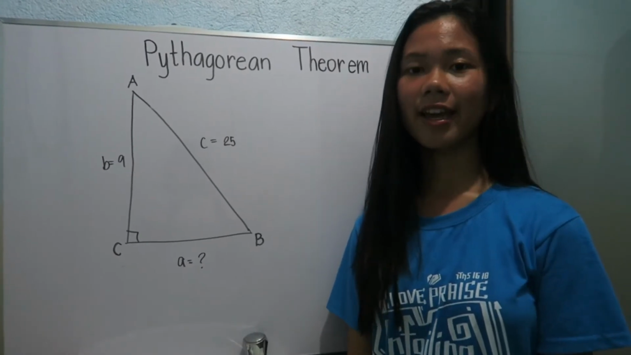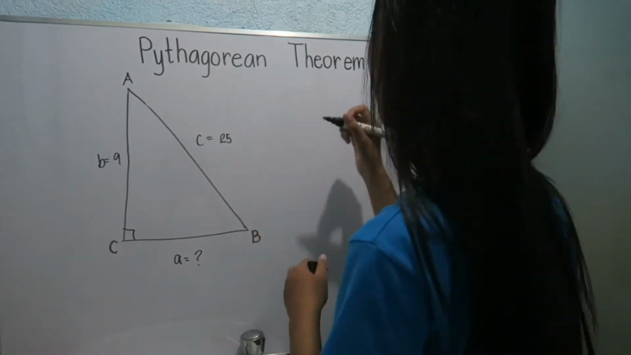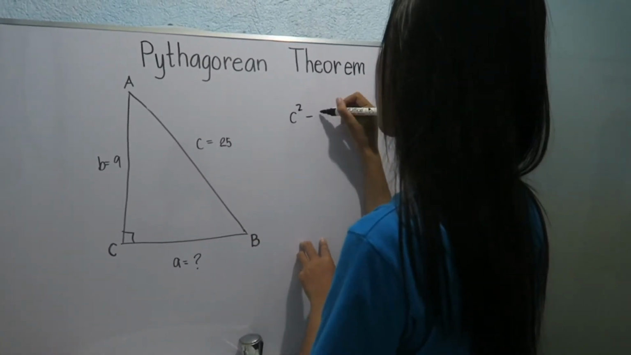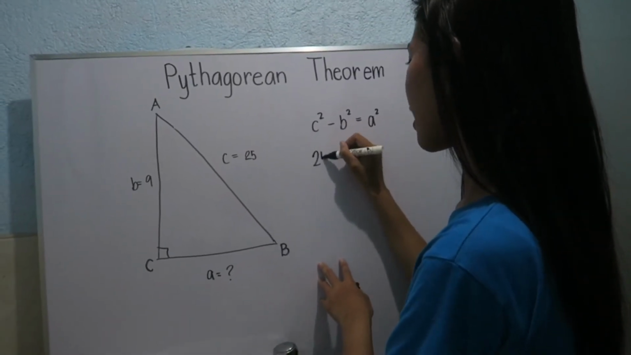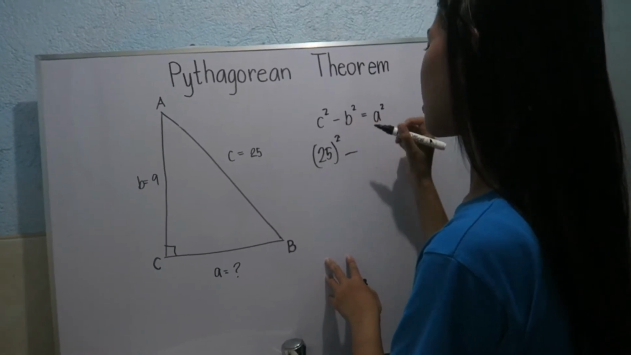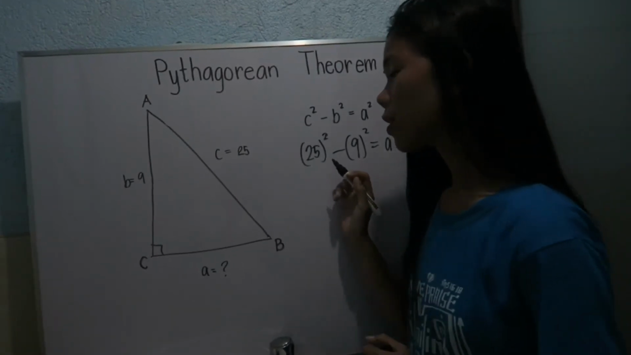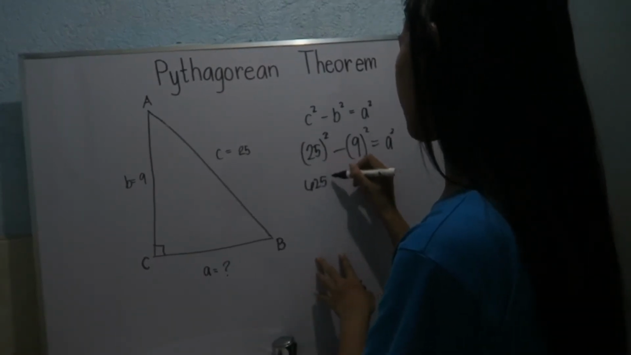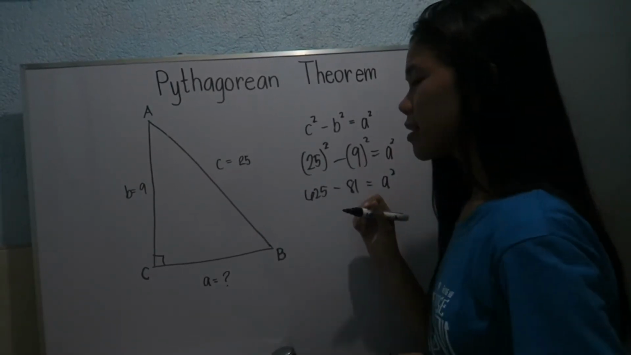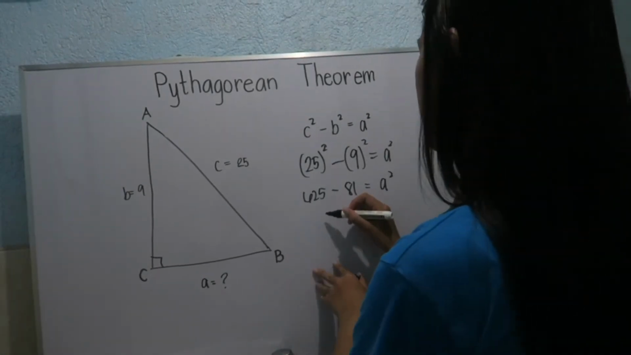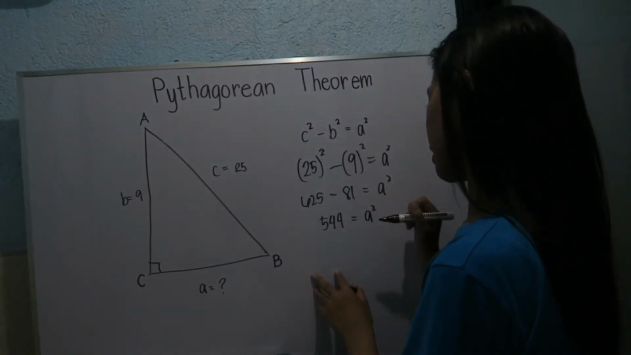What if the length of leg A is missing? In finding the length of leg A, we will use the formula c squared minus b squared is equal to a squared, where c is equal to 25 and b is equal to 9. 25 squared is 625 minus 9 squared is 81. 625 minus 81 is 544. It is equal to a squared.